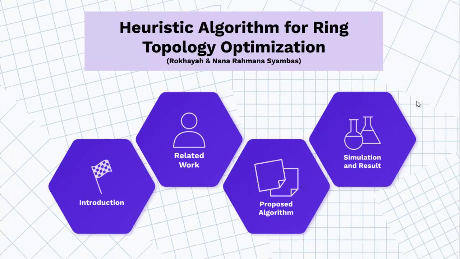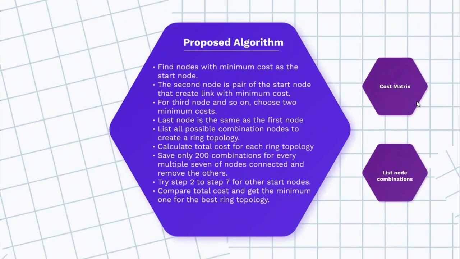The next section, proposed algorithm. This proposed algorithm can be explained in the following steps. 1. Find nodes with minimum cost at the start node as the start nodes. The second node is the pair of the start node that creates a link with minimum cost. For the next nodes, third node and so on, choose the lower minimum cost. Then the last node is the same as the first node.